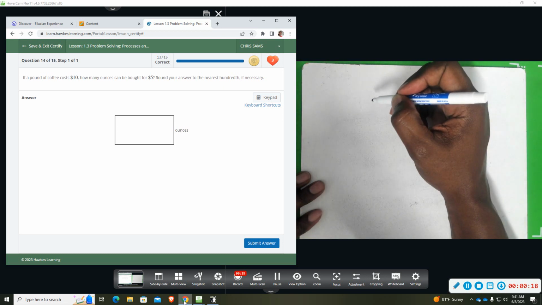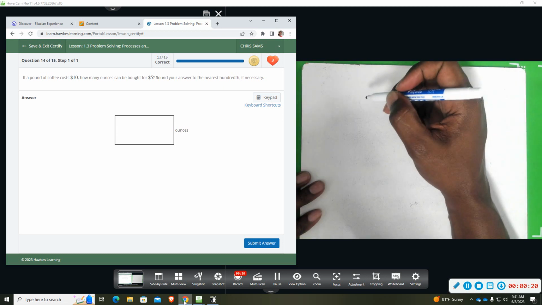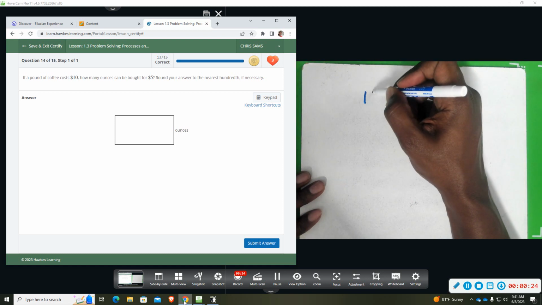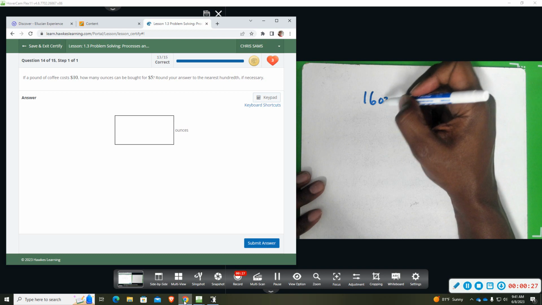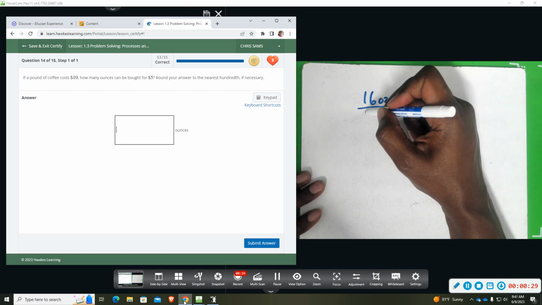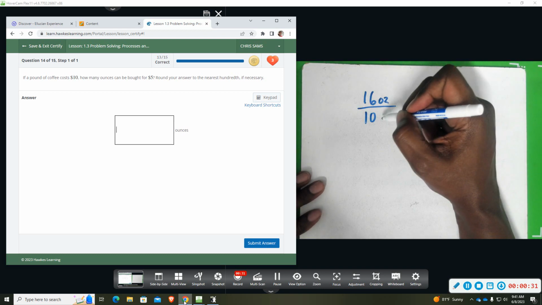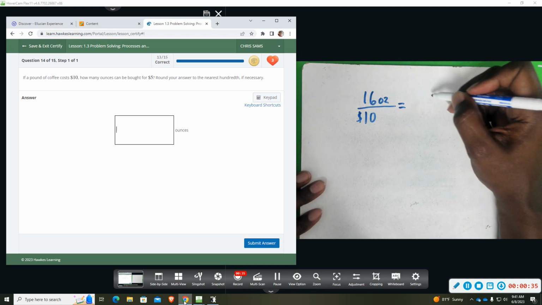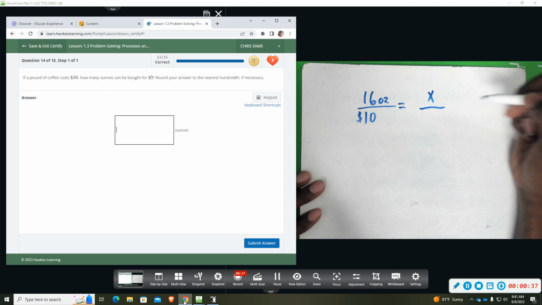So we want to convert and have the same unit. So 1 pound is equal to 16 ounces. So I'm going to put 16 ounces over the cost, which is $10. So 1 pound. We want to know how many ounces could we get for 5.